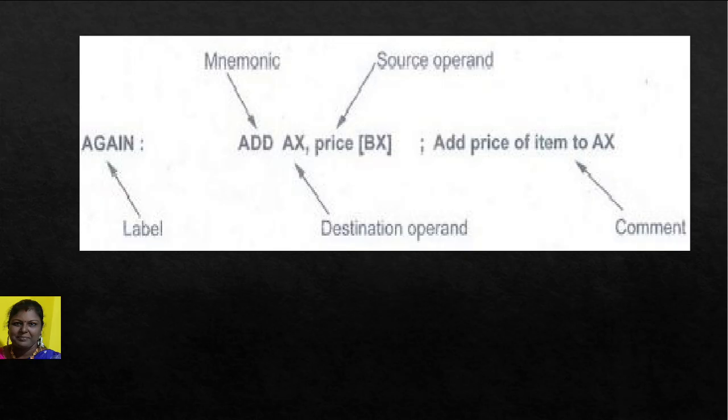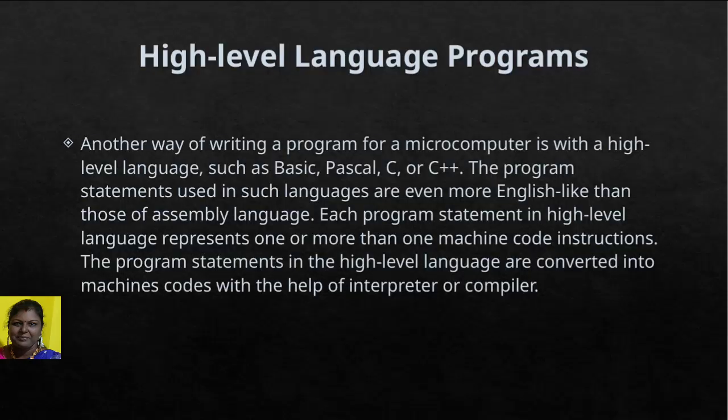Another way we write programs for microcomputers is by using high-level languages like BASIC, Pascal, C, or C++. These languages use statements that look much more like English compared to assembly language. Each statement here can translate into one or many machine code instructions. To make this happen, we rely on tools called interpreters or compilers. They convert our high-level code into the machine language the computer actually understands. This approach makes programming more accessible and efficient.